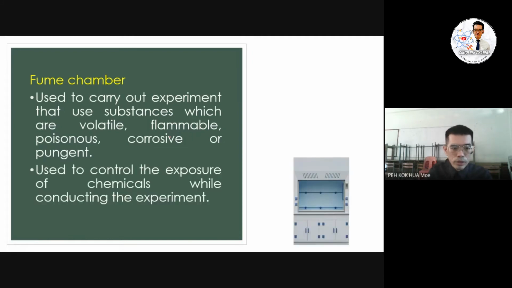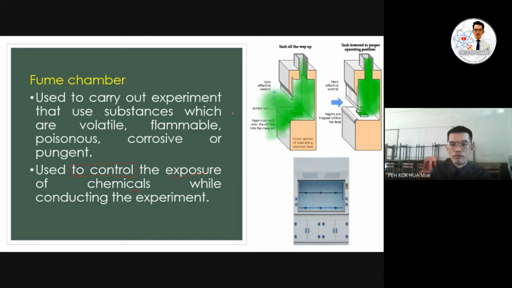It is used to control the exposure of chemicals while conducting the experiment. So the fume chamber is mainly used to control the exposure of chemicals, which as mentioned may be volatile, flammable, poisons and others. How can we control the exposure? By using the fume chamber. Here we have two figures.